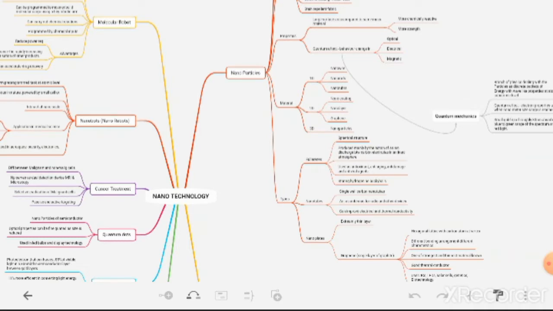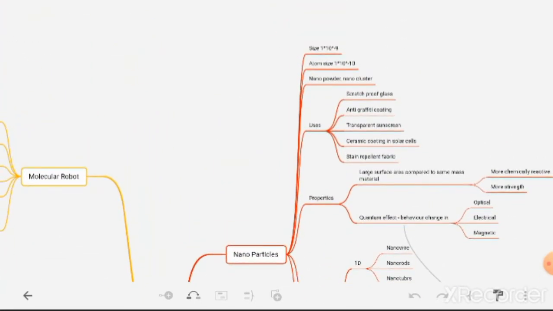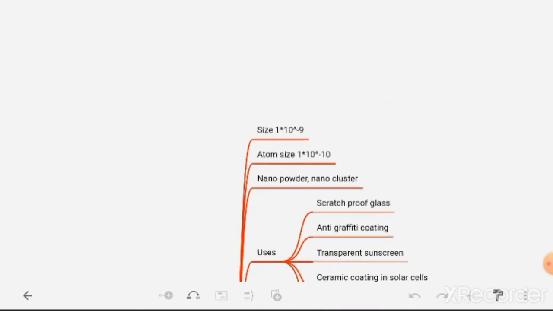So nanotechnology is related to nanoparticles. What are nanoparticles? Nanoparticles are particles, or you can say molecules, of the size of 10 to the power of minus 9. So if we reduce the size of a particle to 10 to the power of minus 9, it will be said to be a nanoparticle. It is greater than the size of an atom. The atom size is 1 into 10 to the power minus 10, but the size of a nanoparticle is 10 to the power minus 9.